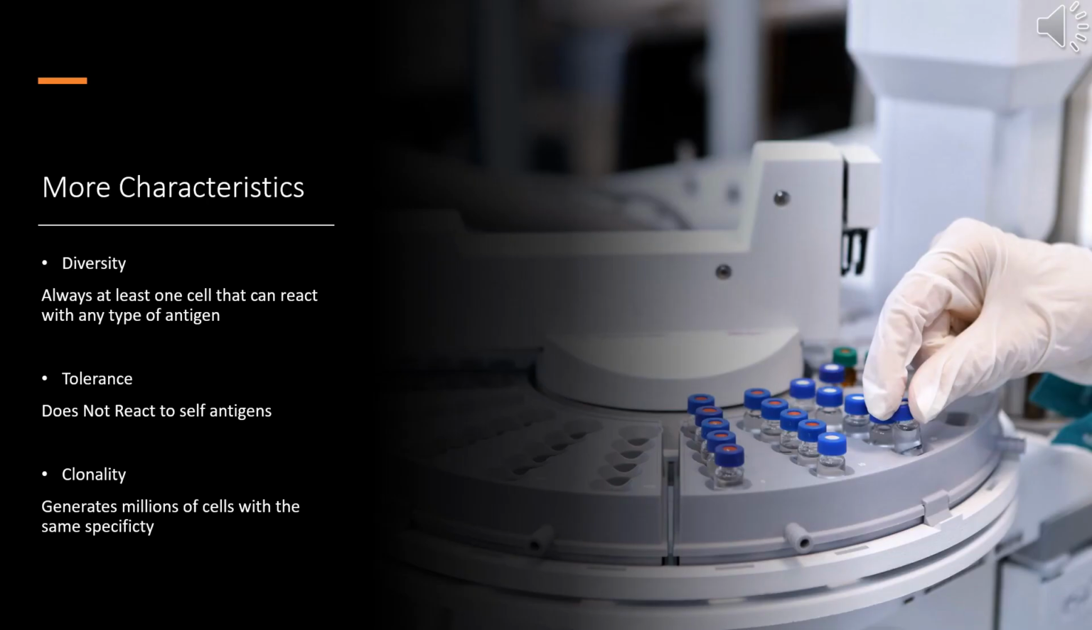And moving on to the final 3 characteristics, you got diversity, always at least one cell that can react with any type of antigen. The next one would be tolerance, does not react to self-antigens. And clonality, generates millions of cells within the same specificity.